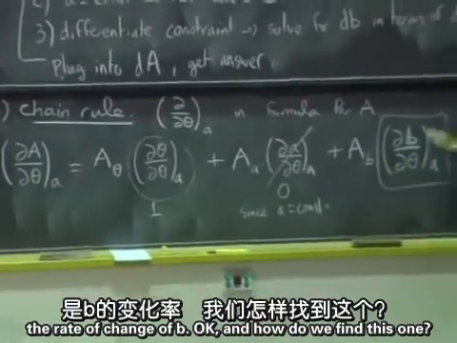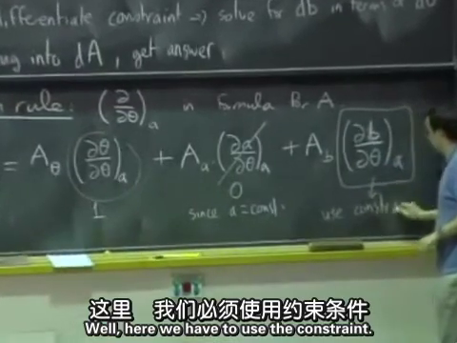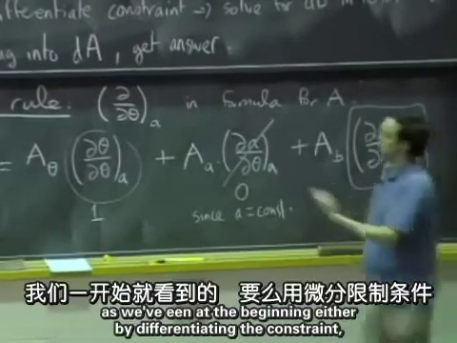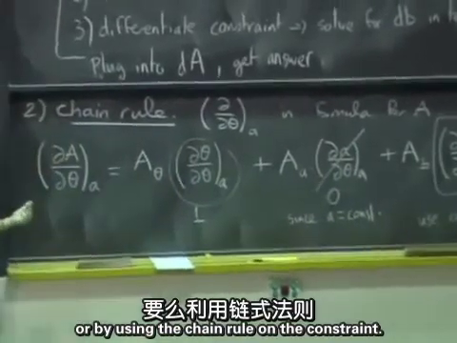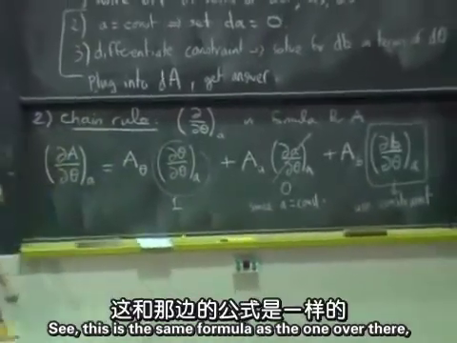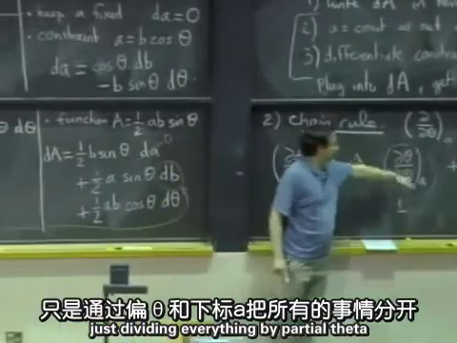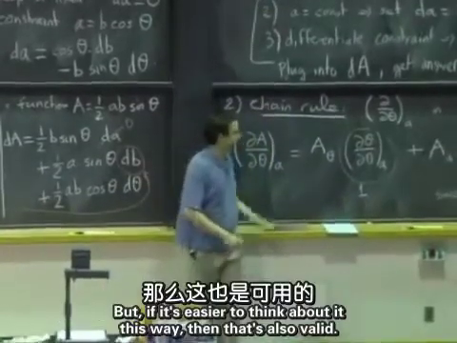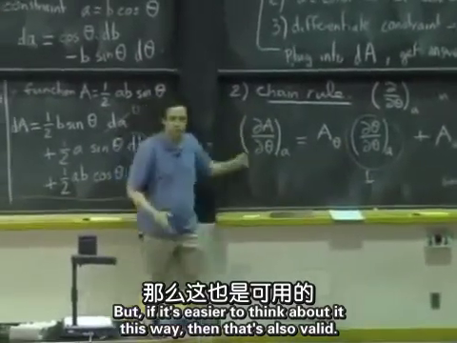Okay, and how do we find this one? Well, here we have to use the constraint. And we can find this one from the constraint, as we've seen at the beginning, either by differentiating the constraint or by using the chain rule on the constraint. So, of course, the calculations are exactly the same. This is the same formula as the one over there, just dividing everything by partial theta and with subscript little a. But if it's easier for you to think about it this way, then that's also valid.